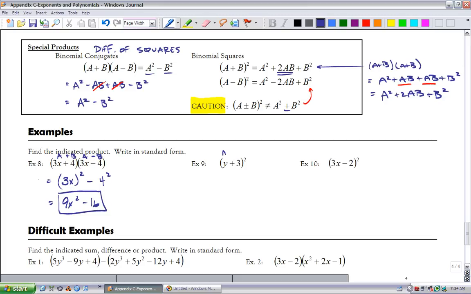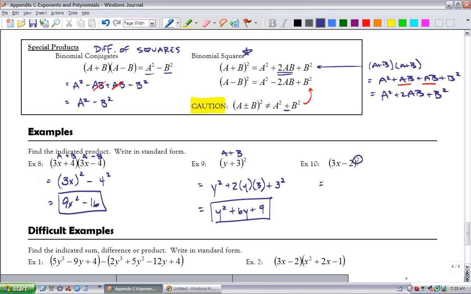The next one here, this is a binomial square. So according to our binomial squares up here, we end up with y squared plus 2 times a, which is y, times b, which is 3, plus 3 squared, or y squared plus 6y plus 9. Okay? That's your final answer there.